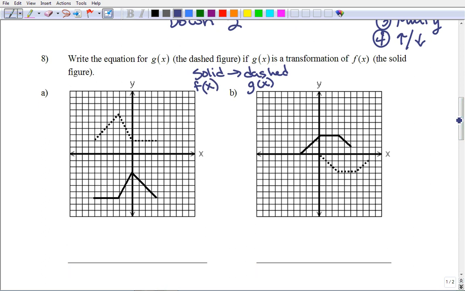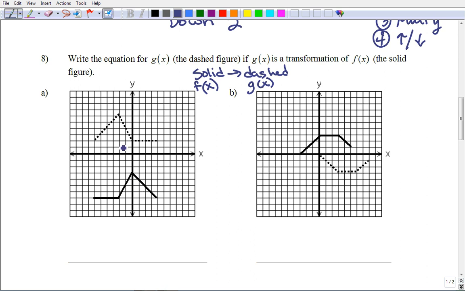Okay, so looking at this graph, I can see that comparing the two parts, this part was 4 units long, this part was 4 units long. So it wasn't horizontally stretched or compressed. This part was 1, 2, 3, 4 units tall. This is still 1, 2, 3, 4 units tall. So it wasn't vertically stretched or compressed either.